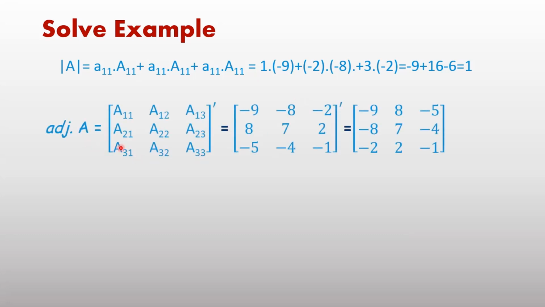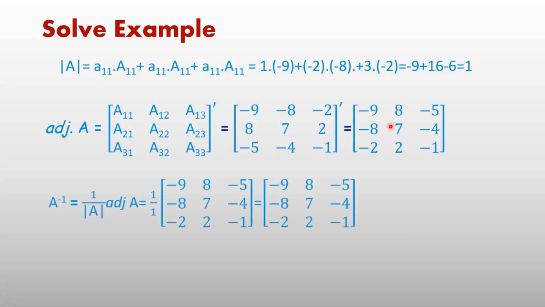And adjoint of A is the transpose of the matrix found by using cofactors of the given matrix. Write down all cofactors, then take the transpose, and you get adjoint of A. And then use the formula A inverse equal to 1 upon determinant of A into adjoint of A. 1 upon 1 into value of adjoint of A, and you get this result, meaning A inverse equal to this.